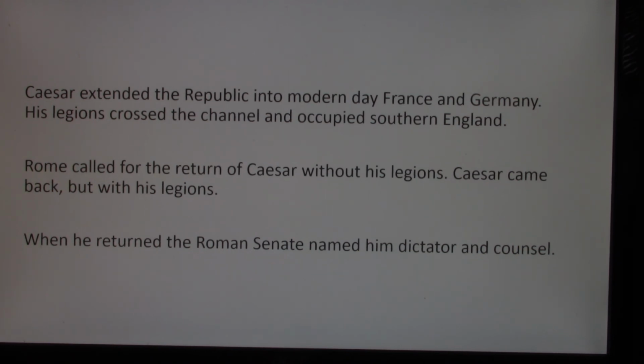Caesar came back, but Caesar returned with his legions. This is from the famous line in Julius Caesar from Shakespeare, "Caesar has crossed the Rubicon." That's a river in the northern part of the Roman Empire. When he returned, he was declared dictator and consul. And the next video talks about Caesar and his work.